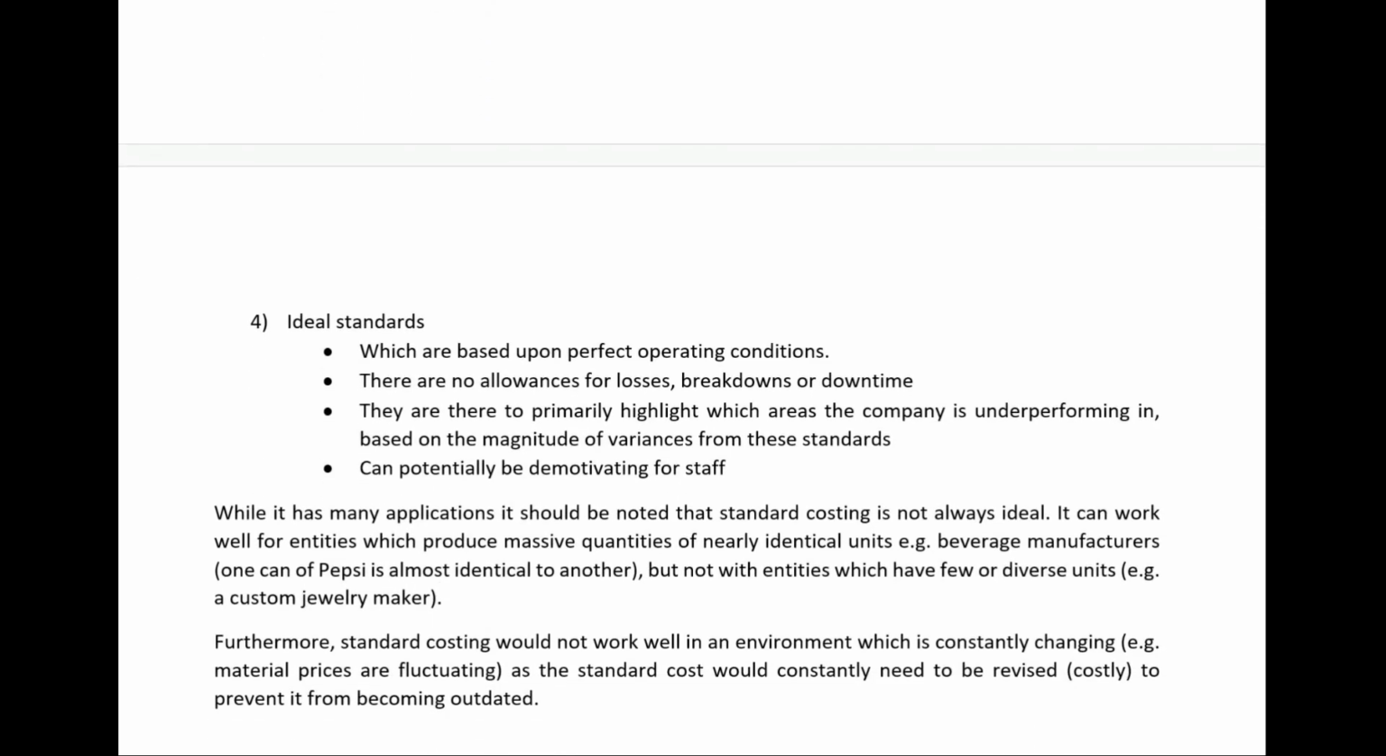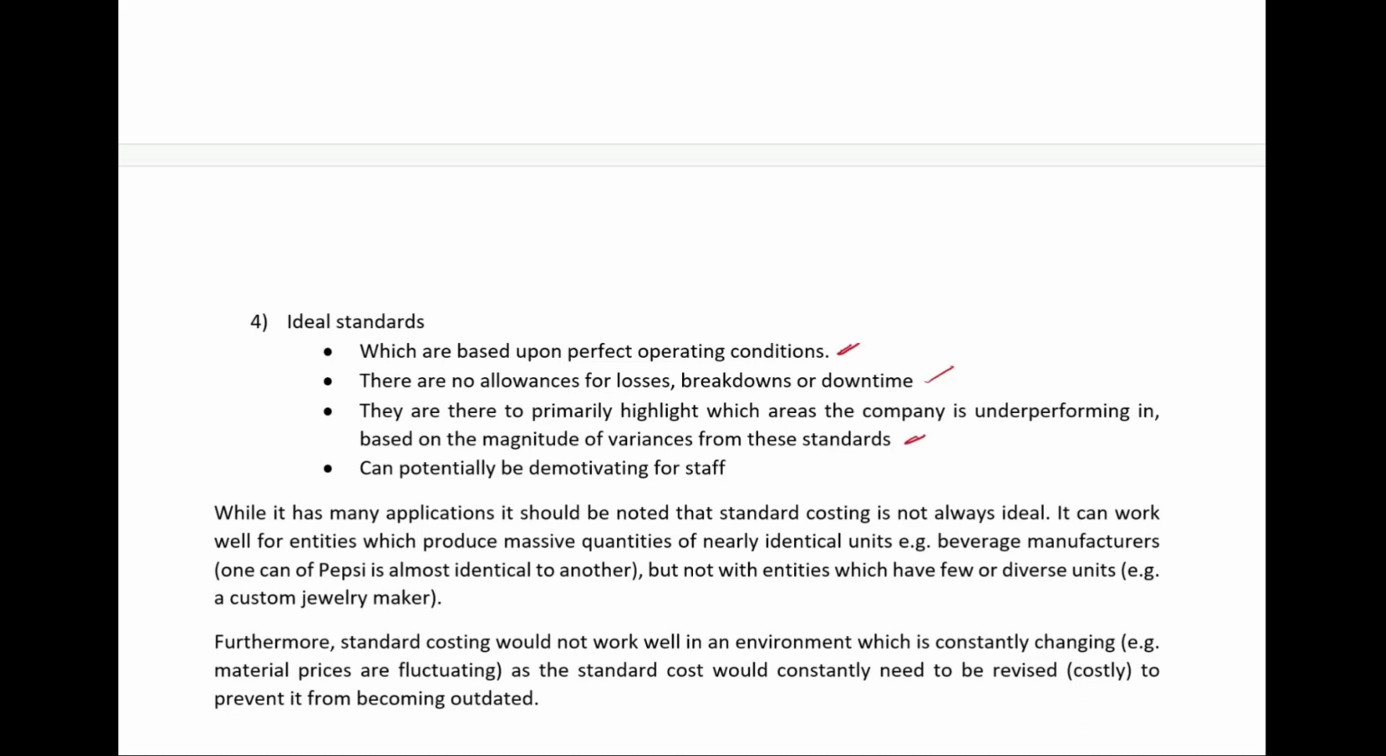Now, what are the ideal standards? As the name implies, these are based on an expectation of perfect operating conditions. There's no allowance for losses, breakdowns, or downtime. You're expecting workers to be working throughout the day, machines to be working perfectly throughout the day. So these are primarily there to highlight the areas in which the company is underperforming based on the magnitude of variances. So of course, you'll never expect to achieve these standards, and you'll expect certain variances from them. But if the variances are particularly large, it will show in which areas you're lacking.